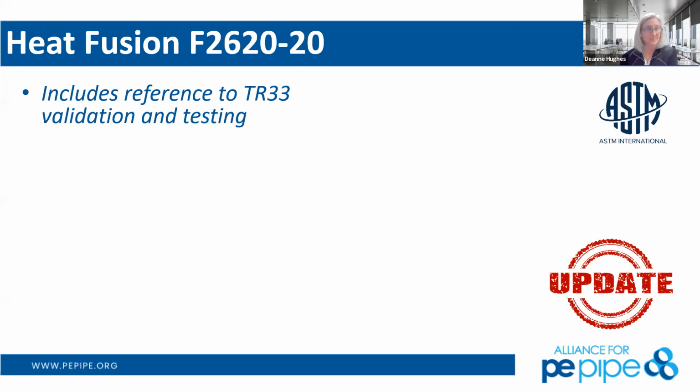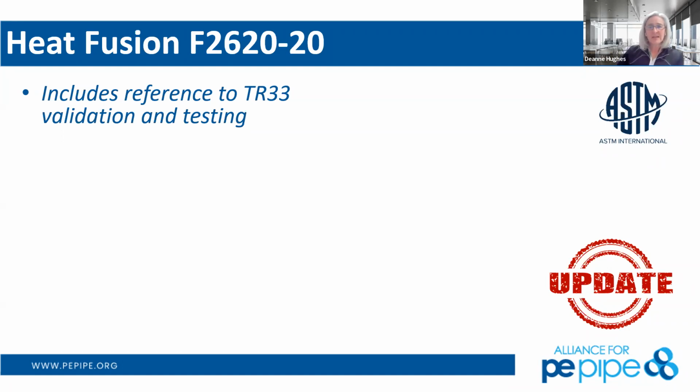TR33 is no longer being updated. It is a historical document. But F2620 was the outcome of the work that PPI did under TR33. So F2620 points us back to our historical roots within TR33, realizing that is a historical place. From a standpoint of things to include in your specifications, certainly a more appropriate reference for your specs would be F2620.